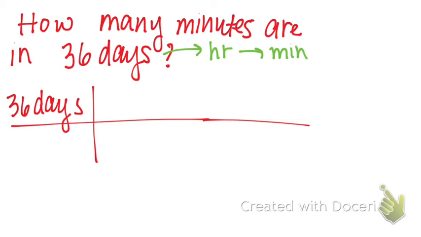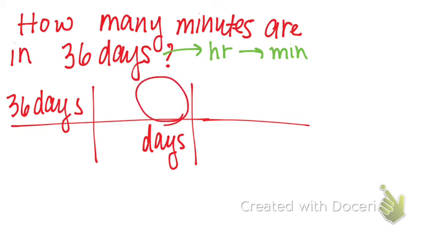So now if I want to get rid of days, where does it have to go? On the bottom. And can I go directly to minutes here? No. What has to go right here? Hours. Okay. And now I'm going to go another step on my chart and get rid of hours because that's not what my problem asked me for.